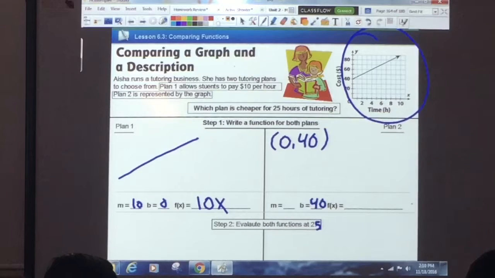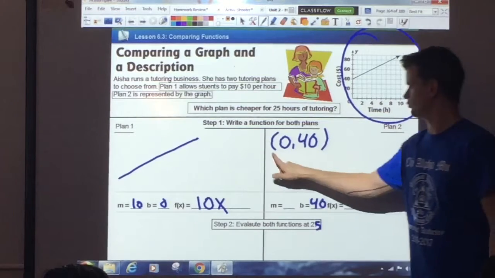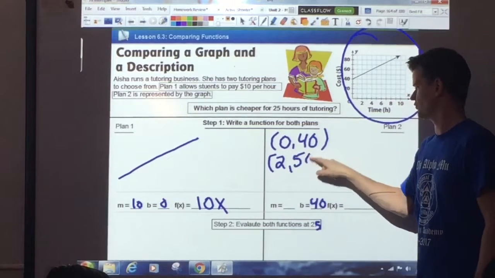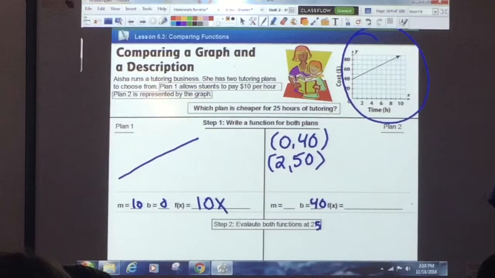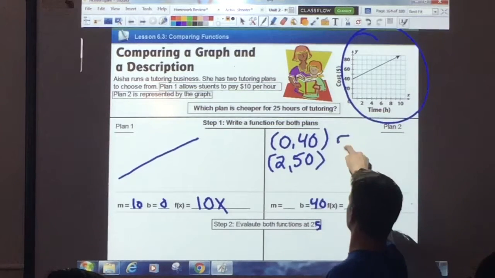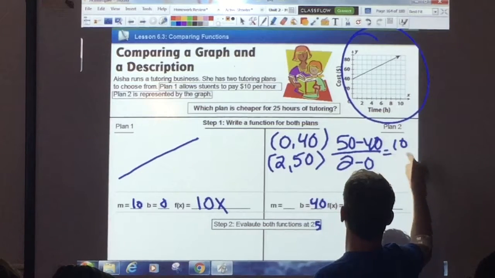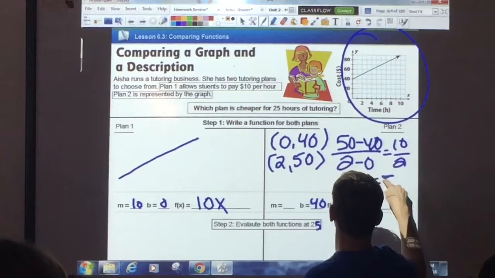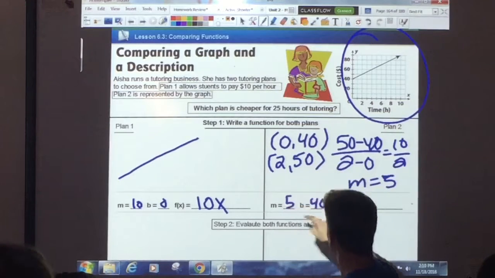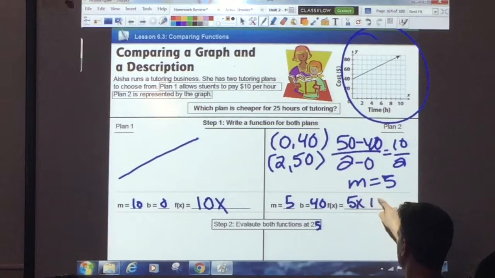Give me another coordinate pair. 2, 50 works. We run this through the slope formula. 50 minus 40, and then 2 minus 0 gives me 10 over 2, which becomes 5. So my m is equal to 5. My function is 5x plus 40.